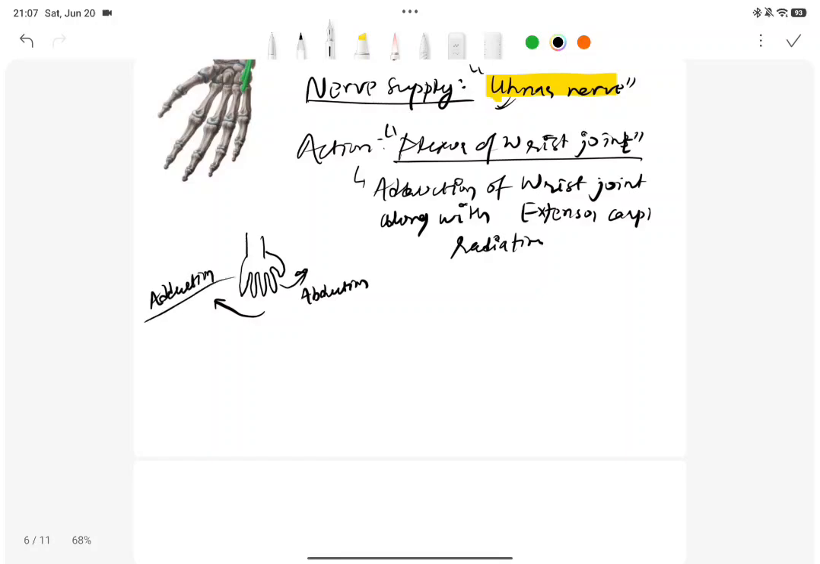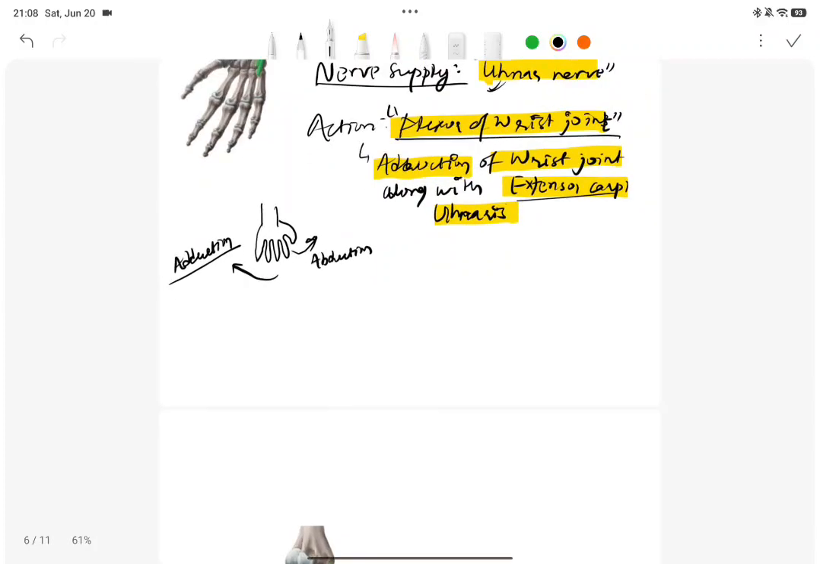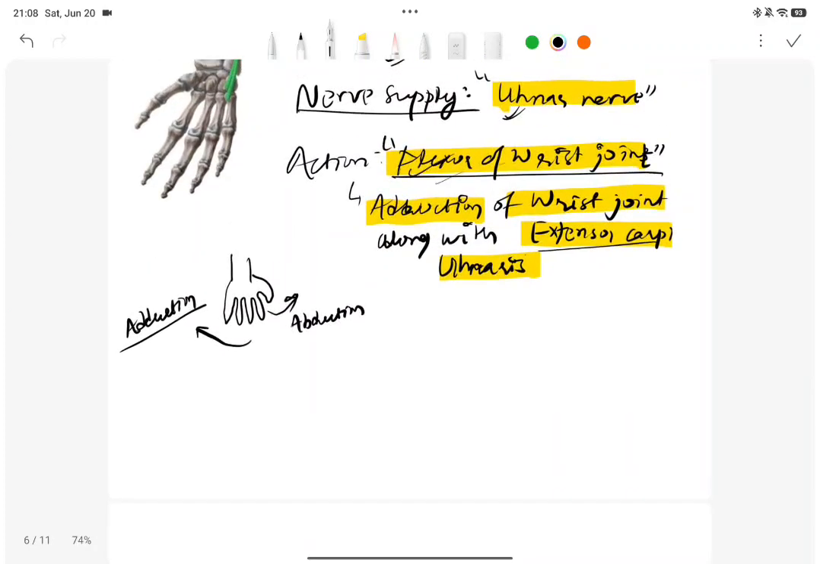So it is an adductor along with the extensor carpi ulnaris. So this is extensor carpi ulnaris. Along with extensor carpi radialis and extensor carpi ulnaris, it helps in the adduction, not abduction, adduction of the wrist joint. It is the flexor of the wrist joint. So the action is also covered. Now comes its flexion and adduction.